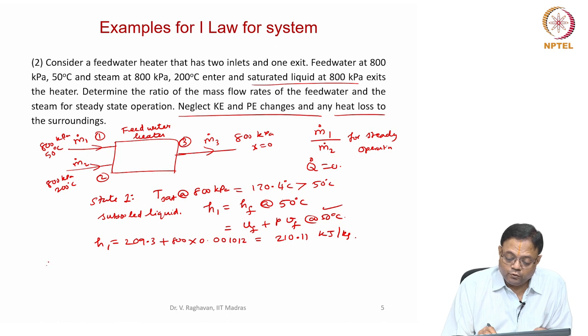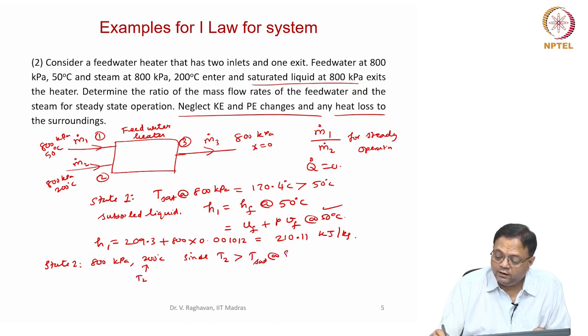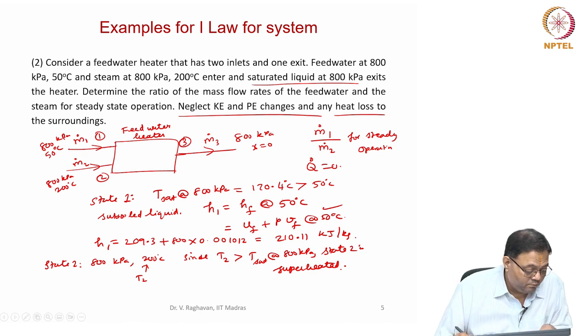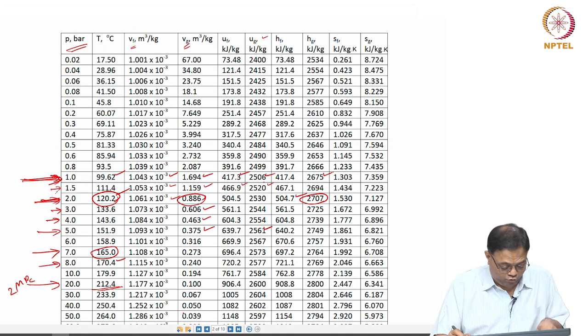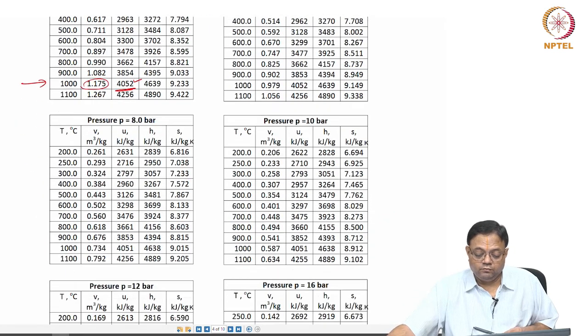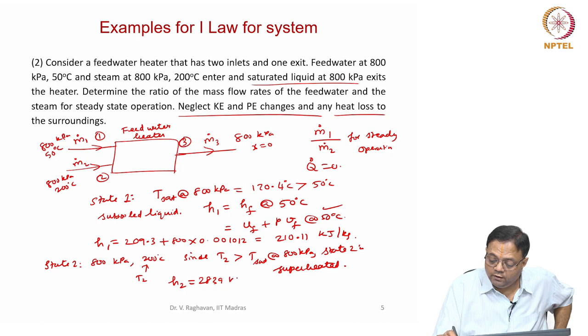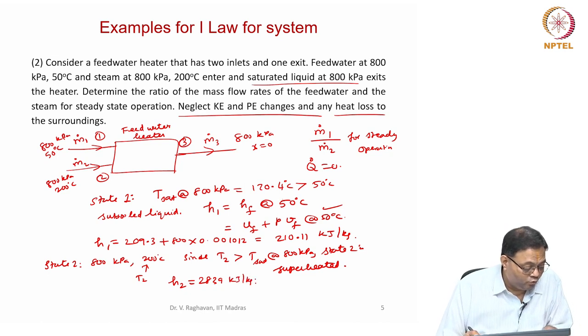Okay, now what is H2? State 2 is 800 kilopascals, 200 degree centigrade. Since T2 is greater than T sat at 800 kilopascals, state 2 is superheated. That means from the superheated tables I can take H2. Go to the superheated tables, 8 bar, here, 8 bar 200 degrees is the first line. What is H? 2839 kilojoules per kg. So that is state 2.